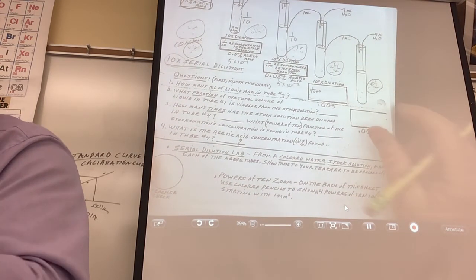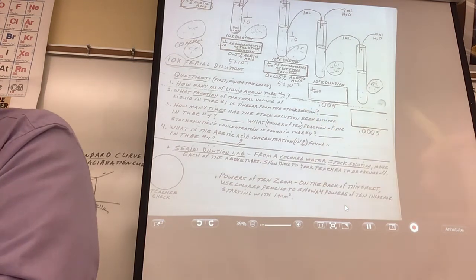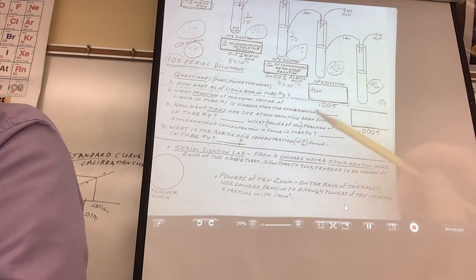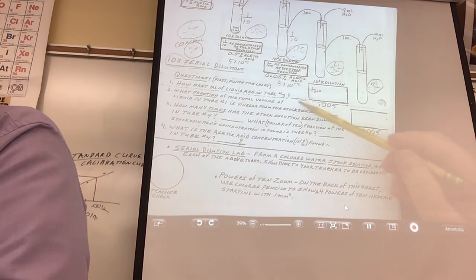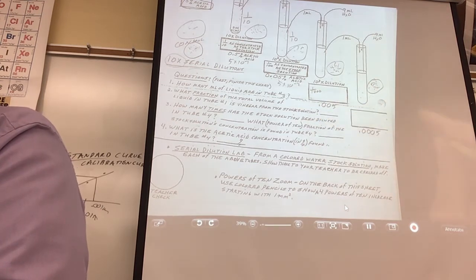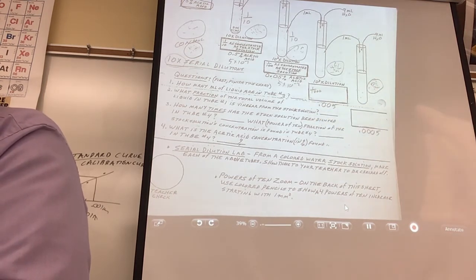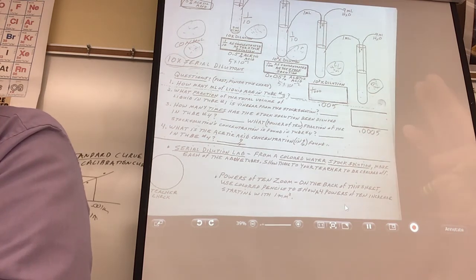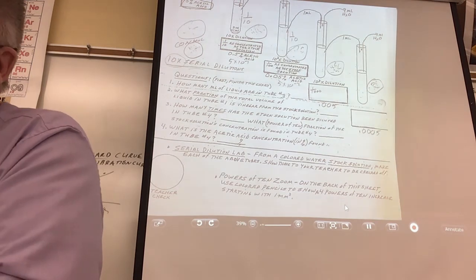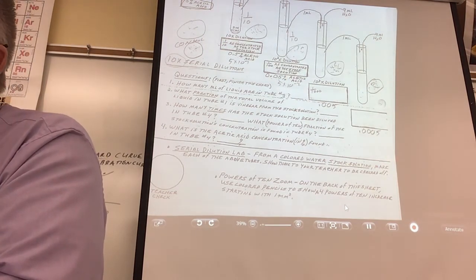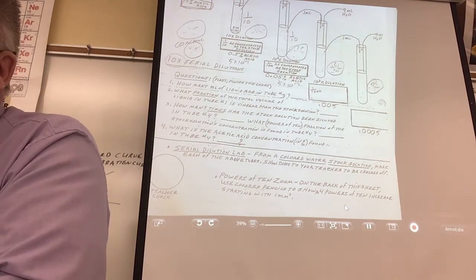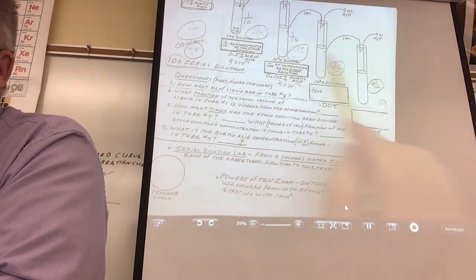Let's ask some quick questions here. If you can answer these questions, you probably understand the lesson. How many milliliters of liquid are in tube number 3? 10. I would have said 10, but it's a trick question because guess what? You took a milliliter out. So there's only 9. But anyway, that's okay. There's actually 9 here, 9 here, 9 here, and there's 10 here.